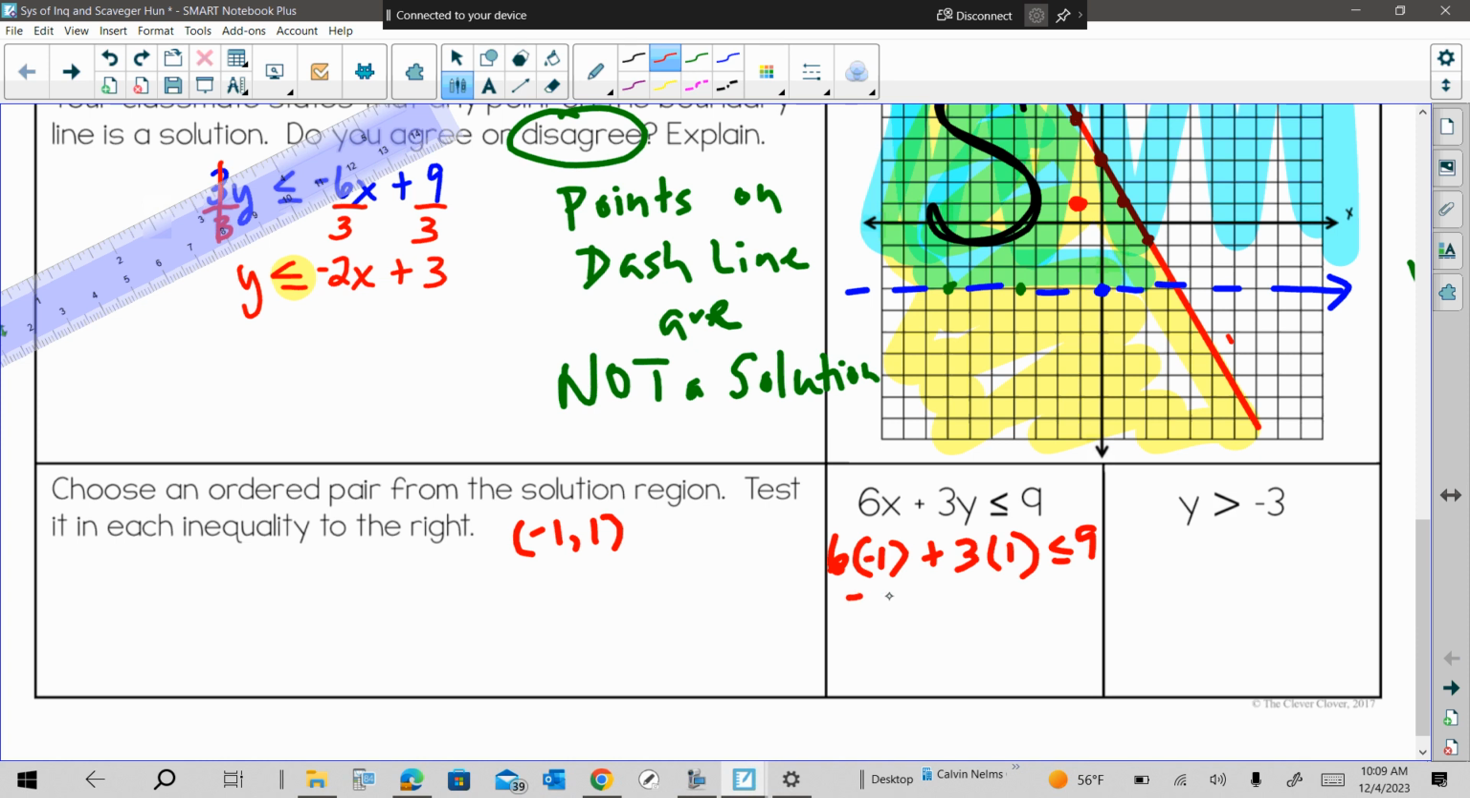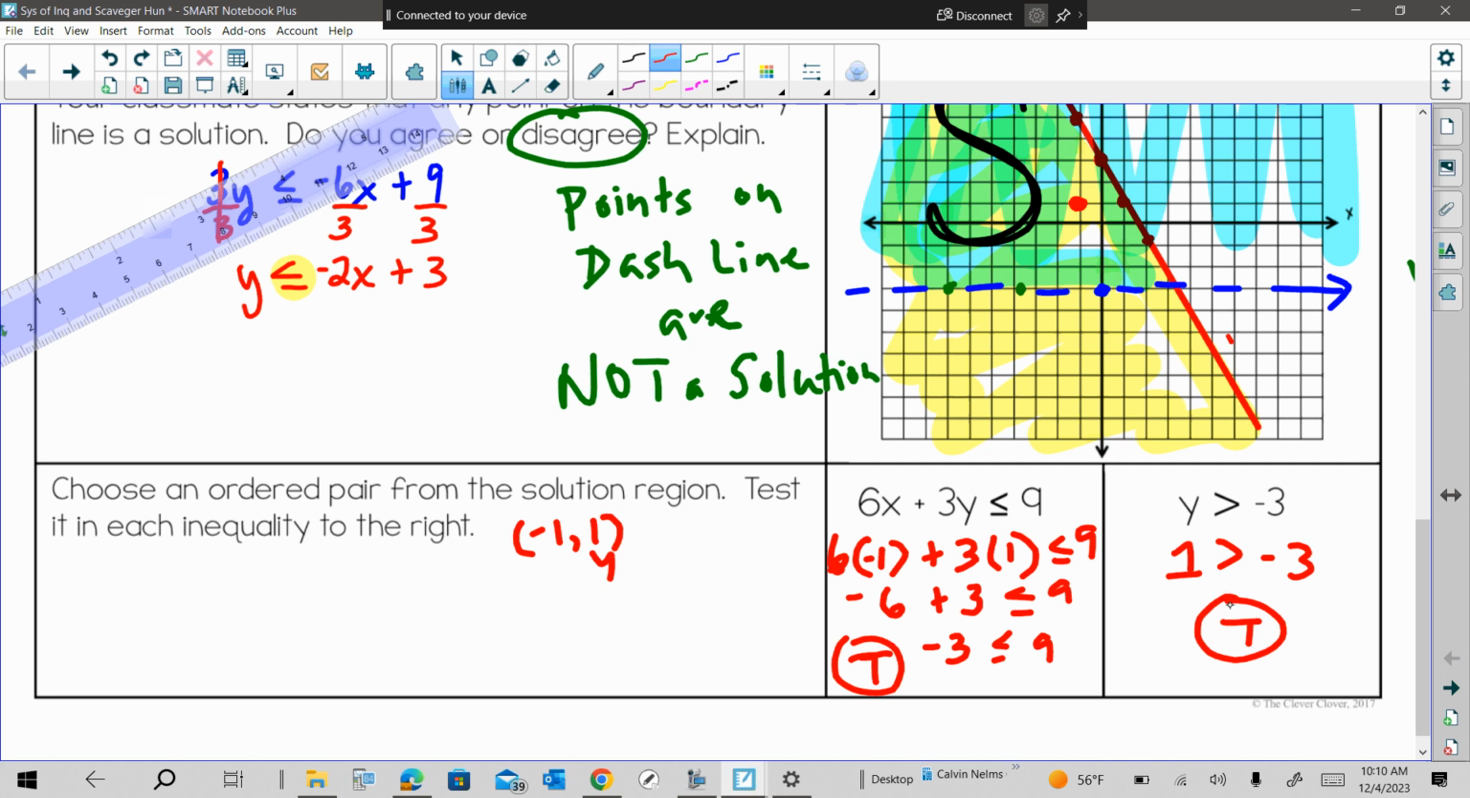All right, so -6 plus 3 is -3, which is less than 9. So this is true. All right, so all we have to do is plug in the y. If I plug in 1, is that greater than -3? Is a positive number greater than a negative number? Yes, that is true as well. Okay, so you have to plug it in and show.